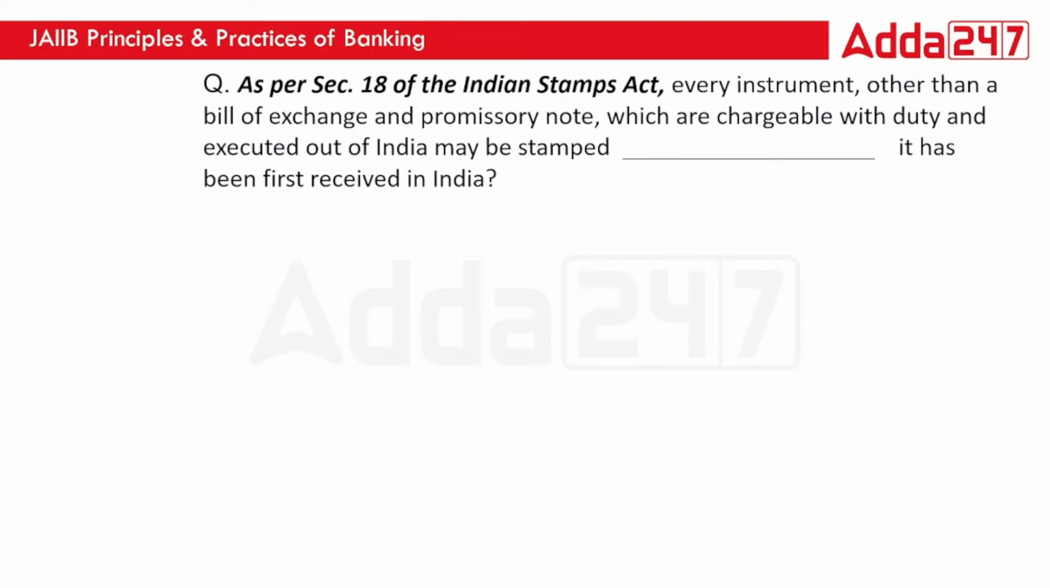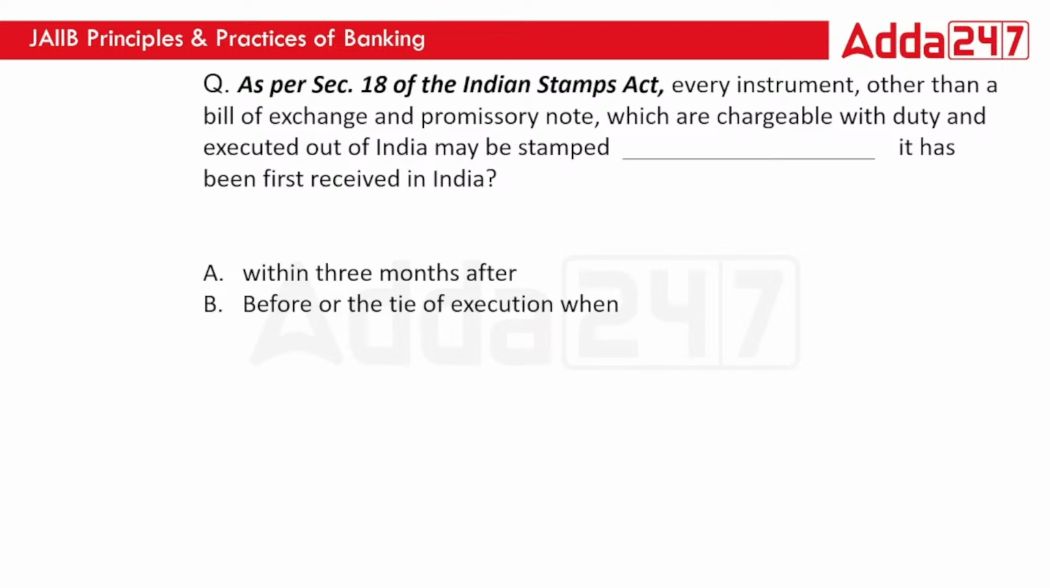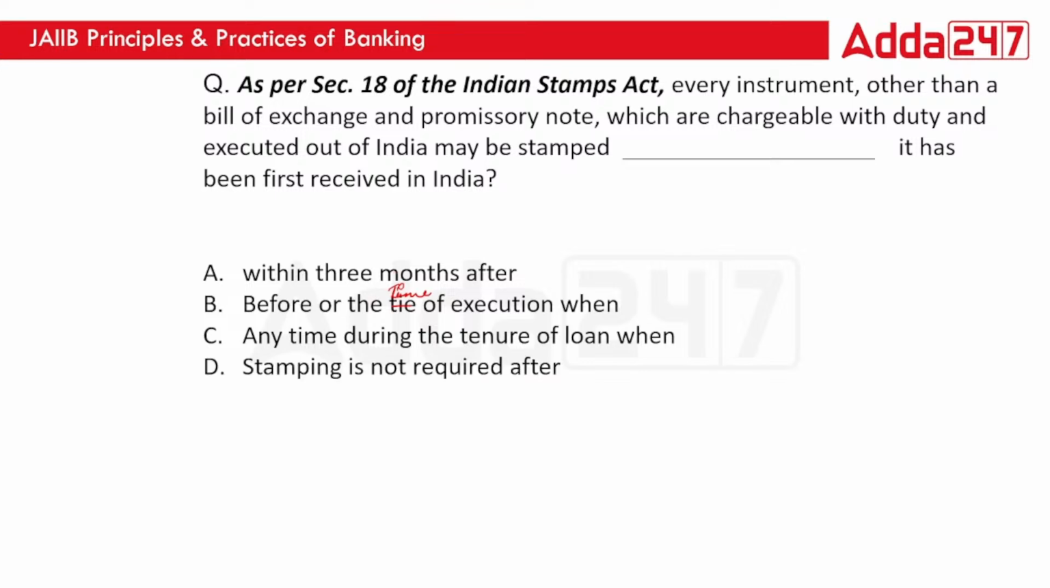As per Section 18 of the Indian Stamp Act, every instrument other than a bill of exchange and promissory note which are chargeable with duty and executed out of India may be stamped within 3 months after it has been first received in India, before, or at the time of execution, any time during the tenure of loan, and stamping is not required after it has been received in India.